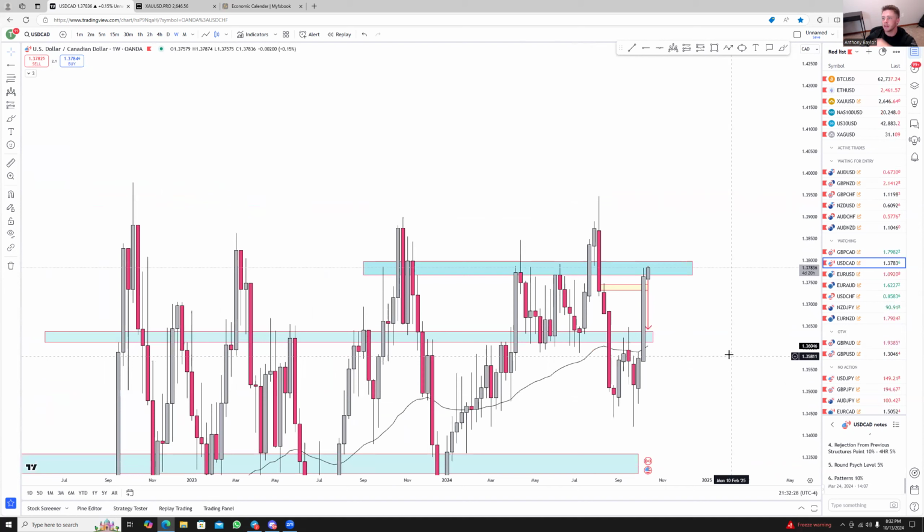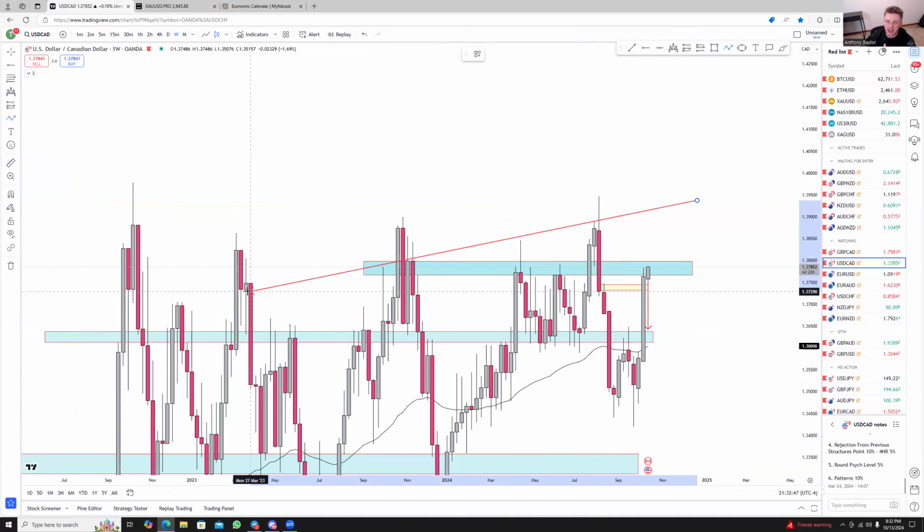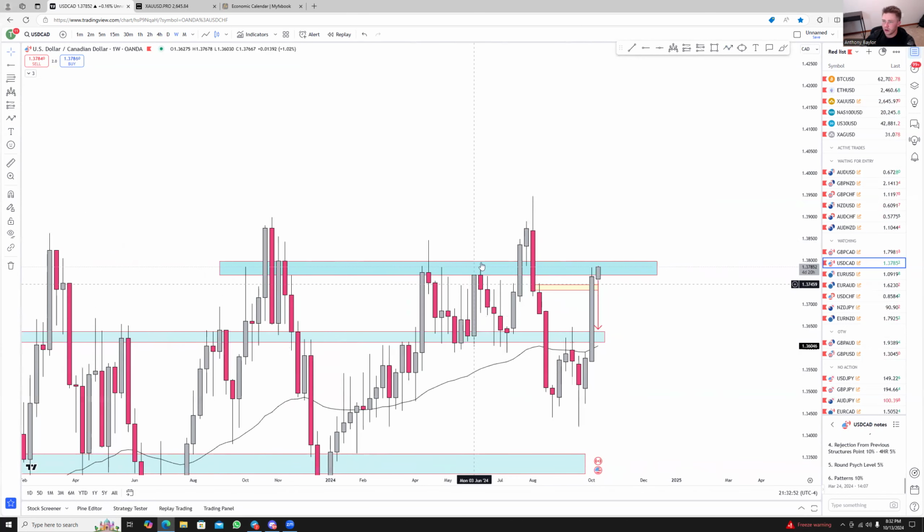USD CAD. We are at a weekly area of interest. We are currently bearish. Higher low, lower low. Weekly area of interest. Right here, look at this. Here's where this weekly closed last week. 1, 2, 3, 4, 5. 5 touches right there. Currently giving us a right shoulder.